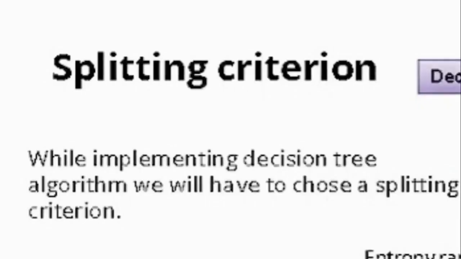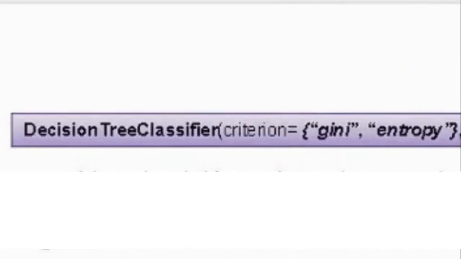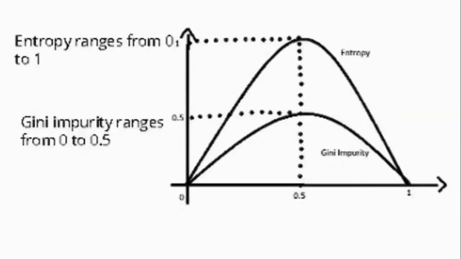How to split a node in decision tree? While implementing decision tree algorithm in Python, we have to choose a splitting criteria. Mainly there are 2 splitting criteria. One is GINI and the second one is entropy. Entropy ranges from 0 to 1 while GINI impurity ranges from 0 to 0.5. Let's take an example to understand splitting criteria better.